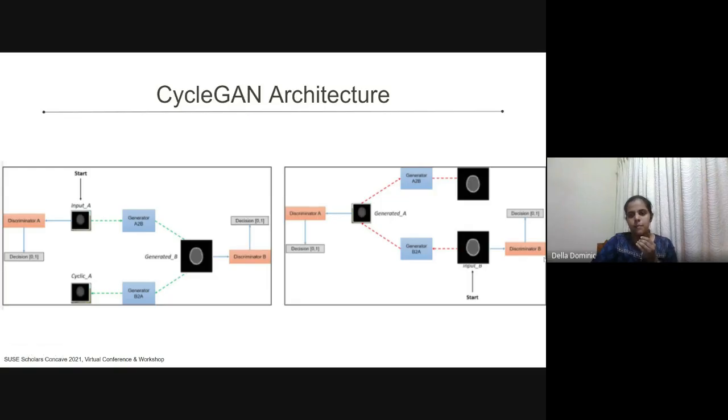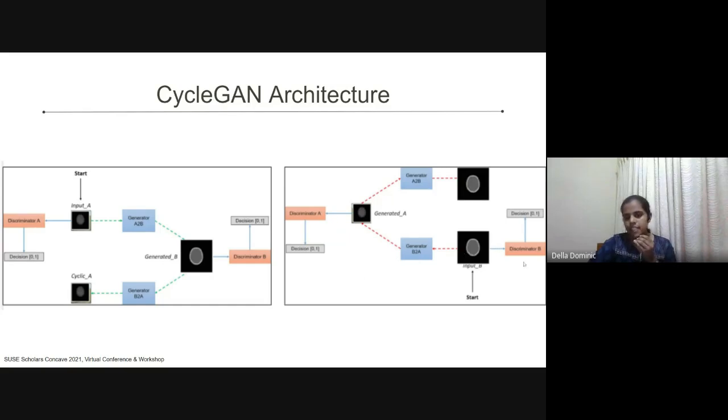Now, this is the backward cycle, wherein the same generators and discriminators are used, the only difference being that here, initially, CT images are fed to the first generator to generate MRI images, and from the generated fake MRI image, the initial CT images are reconstructed. Herein we obtain the backward cycle consistency loss.